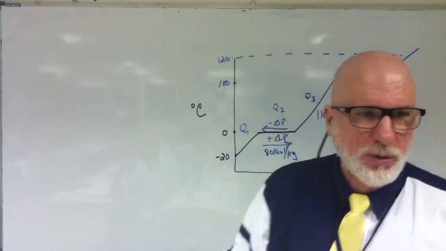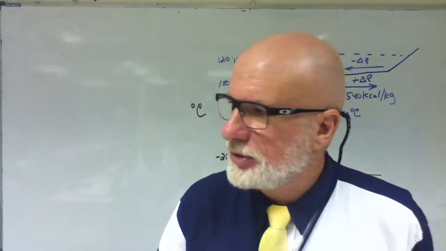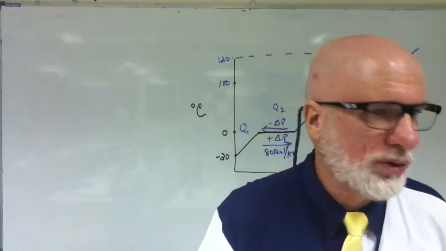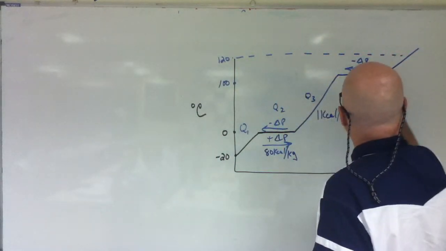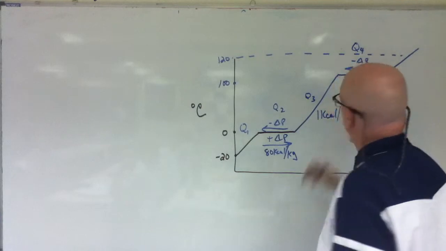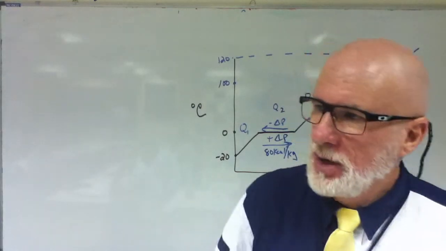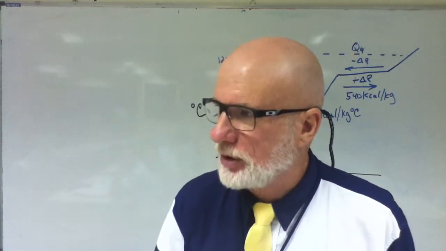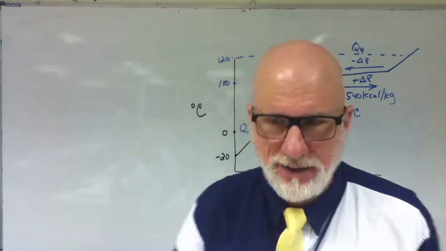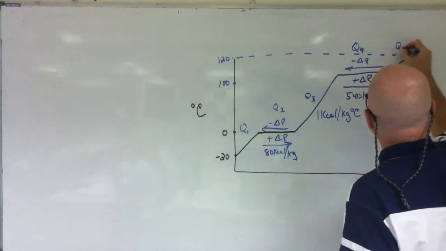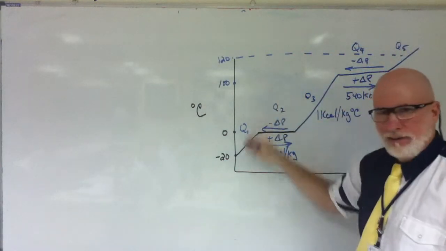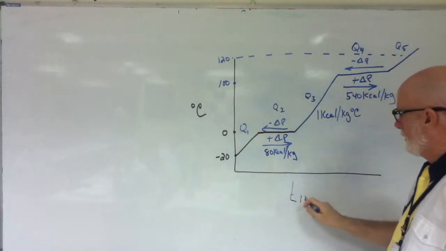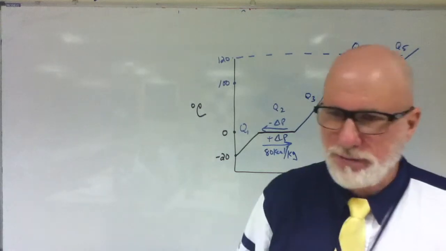Okay? Now, you want to go from 100 degree liquid to 100 degree gas. And we're going to call that Q4. Correct? That's going to be Q4. Now, we are at 100 degree gas and we want to go to 120 degree gas. We're going to call that Q5. Excellent. So this is Q1, Q2, Q3, Q4, Q5. This is time that the heat is being absorbed, okay?